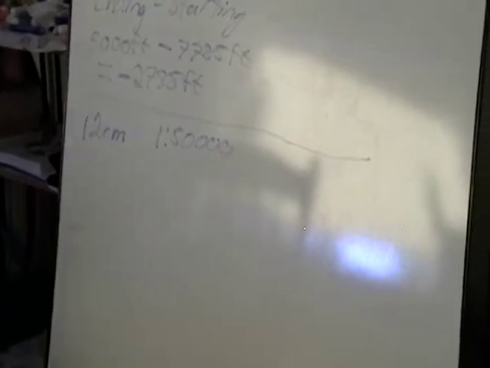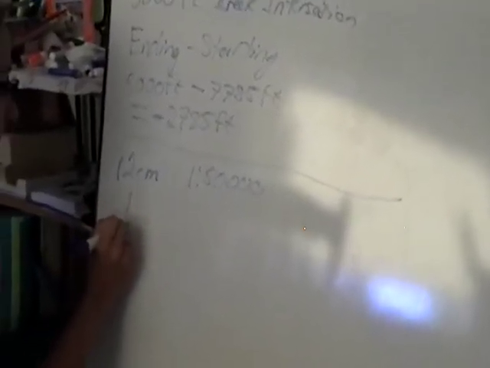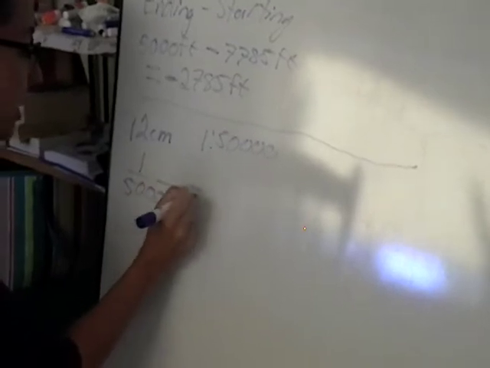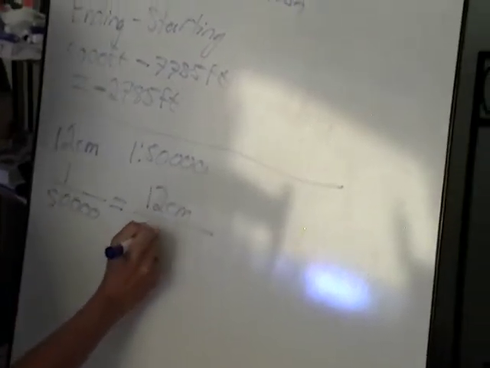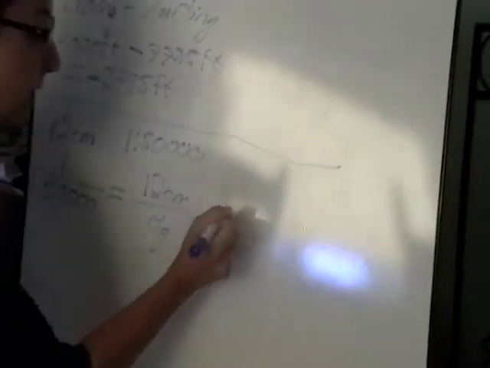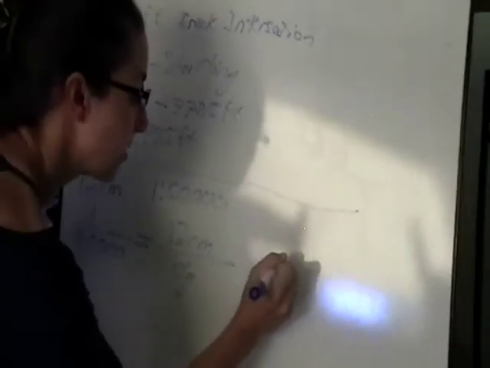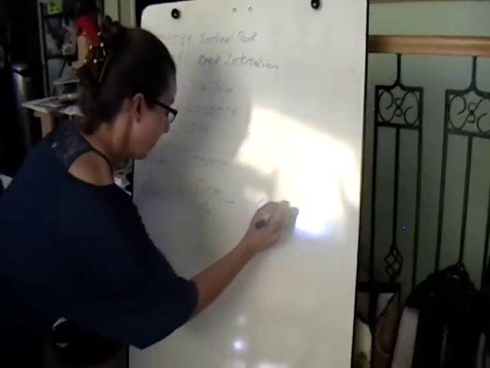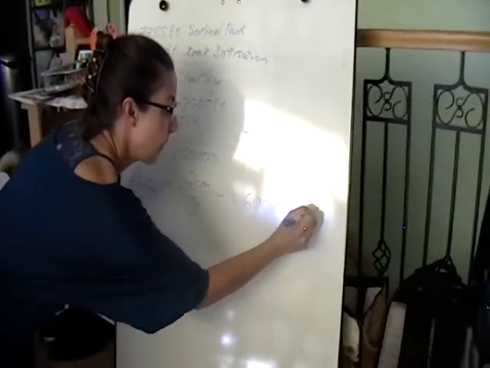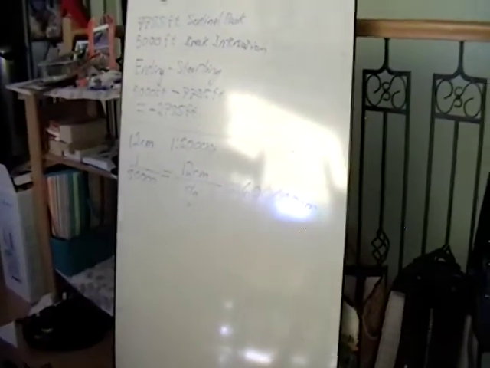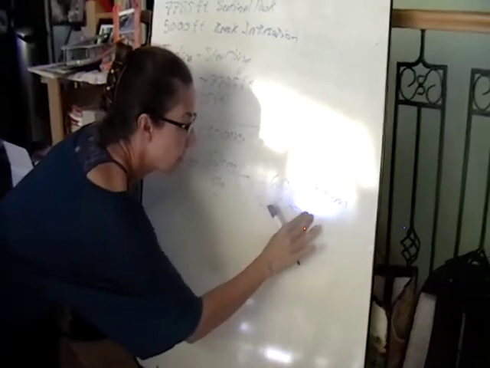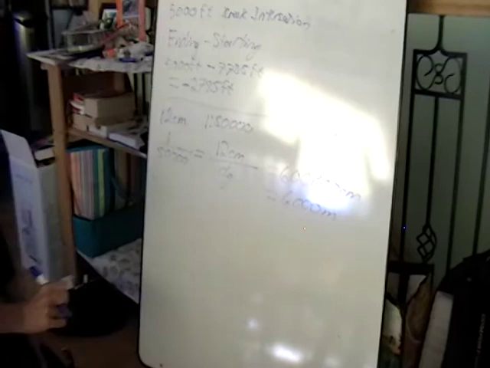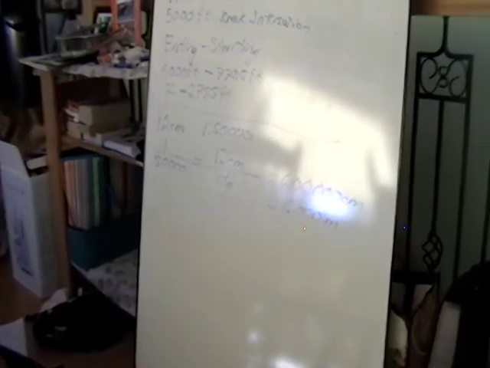To calculate my ground distance, I have 1 over 50,000 equals dm, my distance on the map, divided by my ground distance. So I go 50,000 times 12, divided by 1, and that gives me 600,000 centimeters, which equals 6,000 meters, sorry, 6,000 meters. So that's my ground distance.